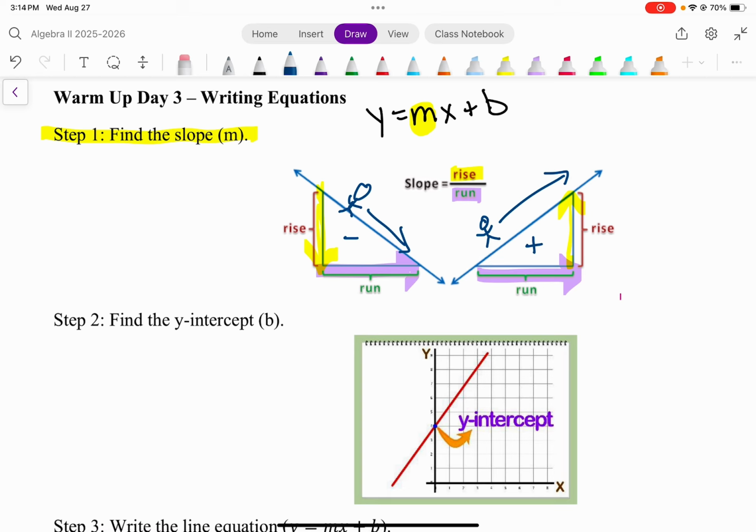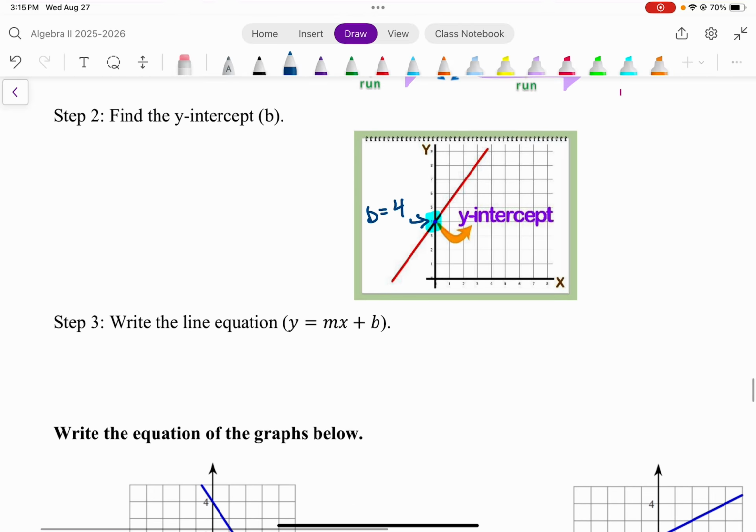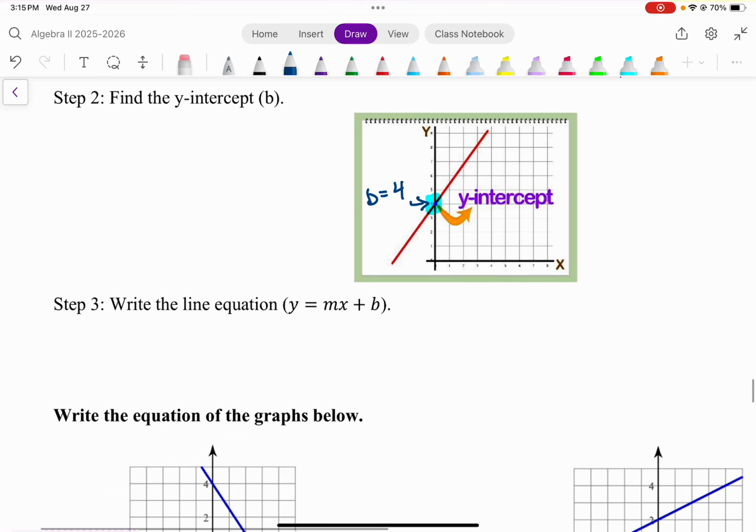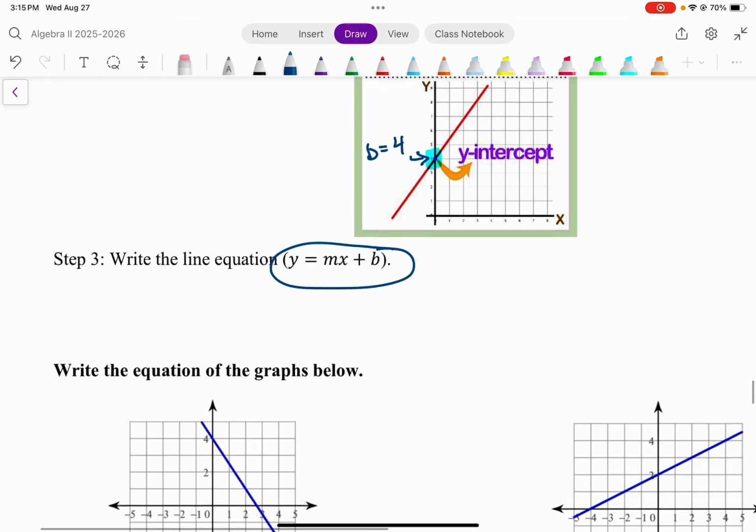The next part of your equation is going to be your y-intercept or your b value. Your b value is going to be the y-intercept where it crosses the y-axis. So here your b would be equal to 4 in this example. Then once you know your slope and your y-intercept, you write your equation in y equals mx plus b form.